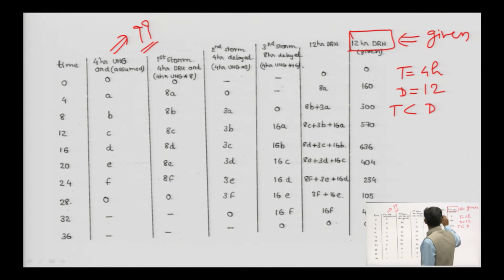What will we do? We will assume the ordinates of the 4 hour UHG like 0, A, B, C, D, E, F, at different time intervals, for whatever data we have. First is the 4 hour DRH ordinate multiplied by 8, multiplied by 3, multiplied by 16. From where will we get that runoff?